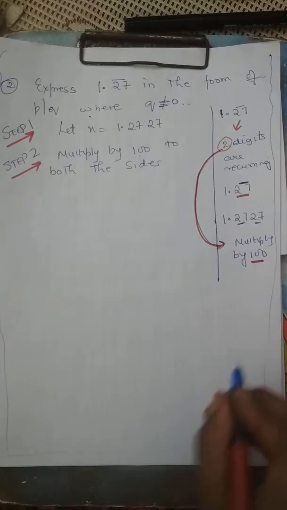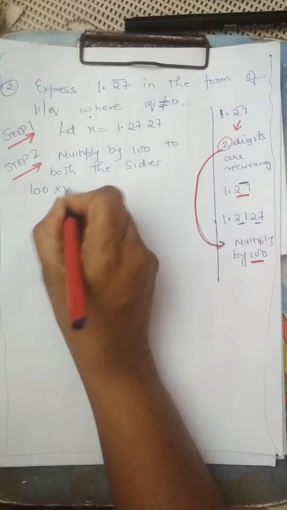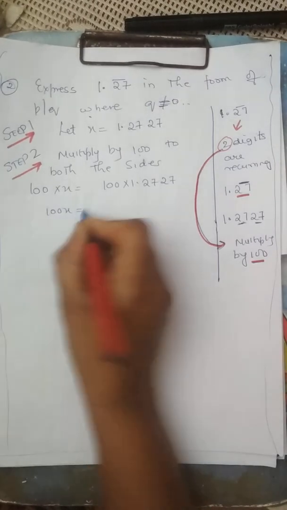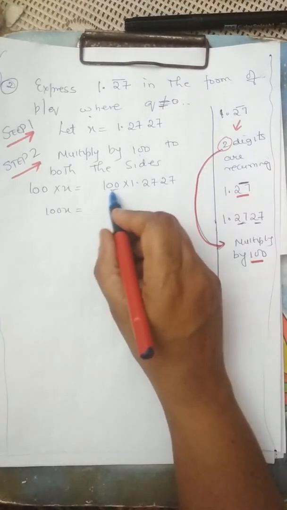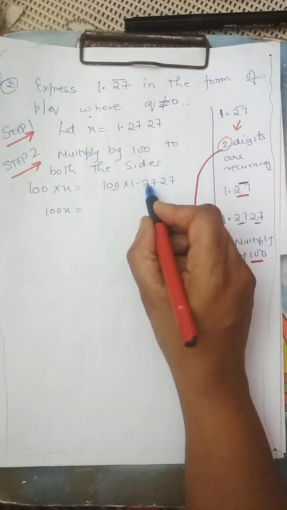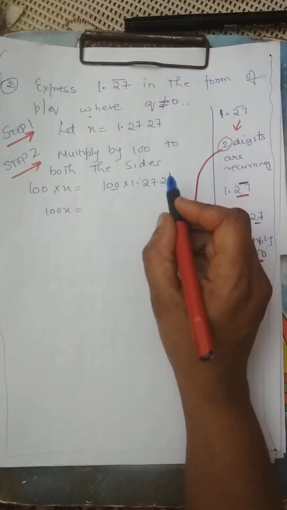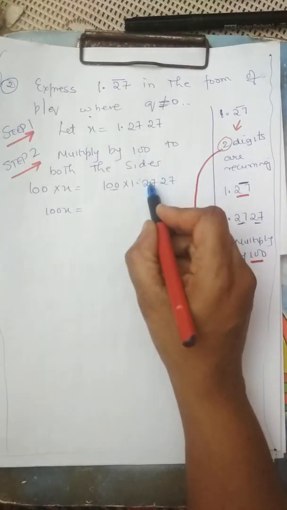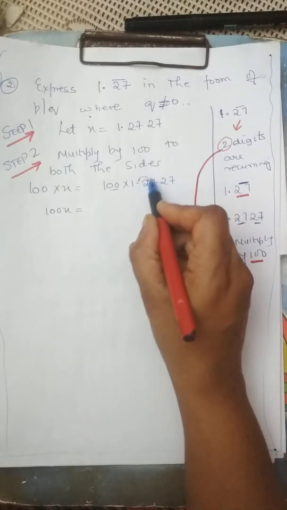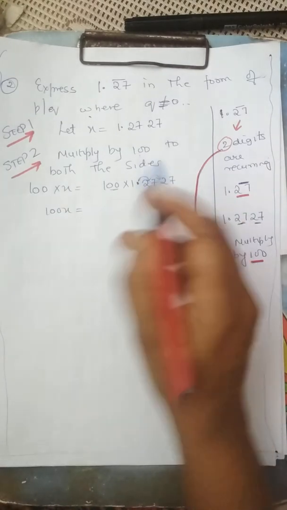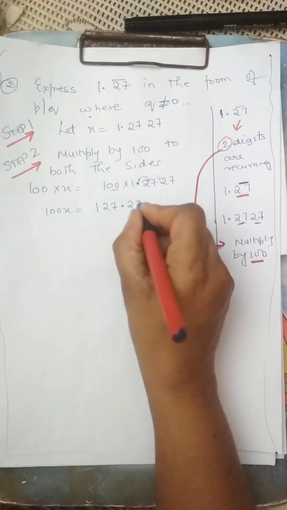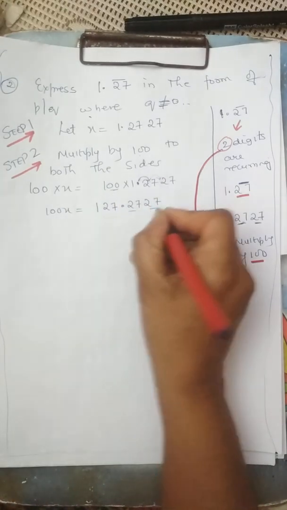Now multiply 100. 100 multiplied by x is equal to 100 multiplied by 1.2727. Now 100 multiplied by x is 100x. Now look here, 2 digits. So 1, 2. 1, 2. 2 digits from the point. So what we'll get? 127.2727. Don't forget to again repeat.